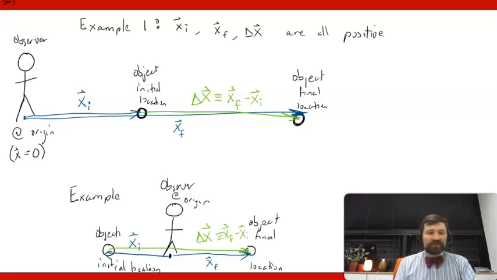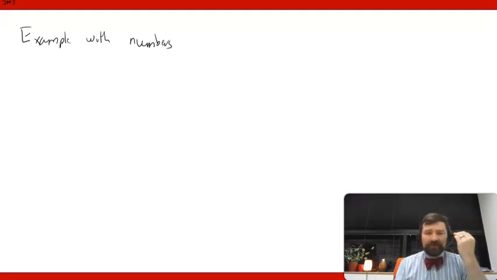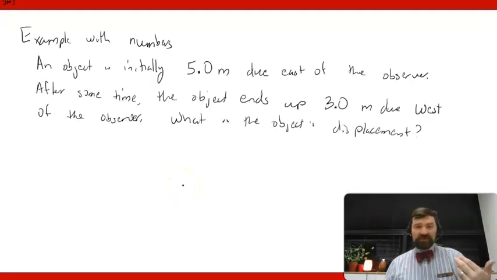Okay, so in some sense this begs an example with numbers. Let's write it out and then I'll do the example. That way you're not having to listen to me write and read at the same time, because that tends to be very slow. Alright, we have an object that is initially due east of the observer by 5 meters, and finally it is due west of the observer by 5 meters.